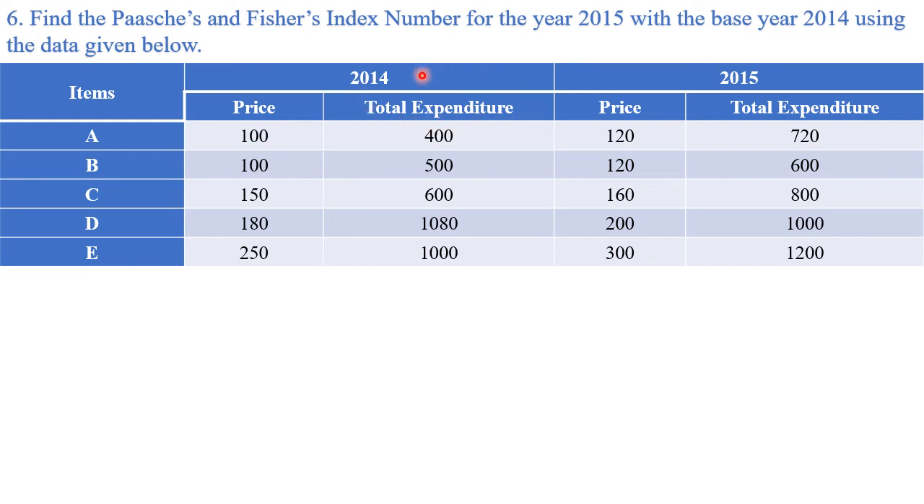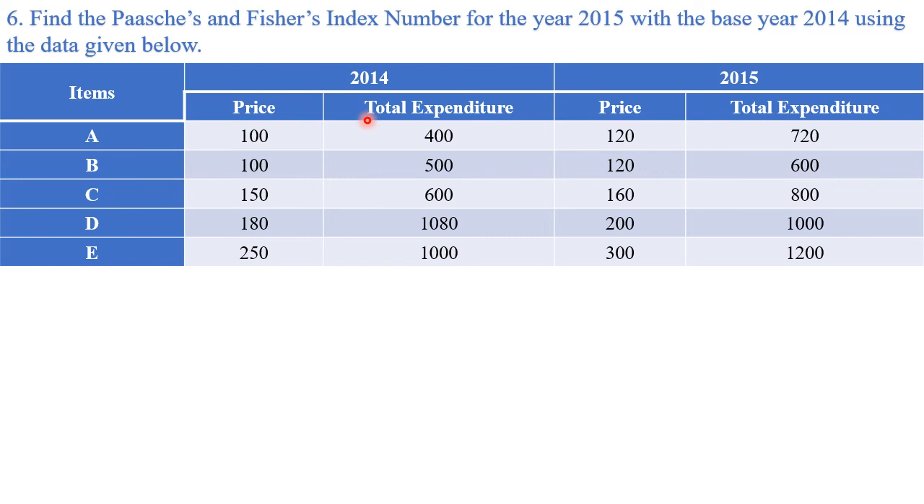In 2014 we have the price and the total expenditure. Similarly in 2015 we also have price and the total expenditure. Now price is something you are familiar with. This is going to be the base year price P0 and current year price P1. Where is quantity? The total expenditure which we have here is basically the multiplication of the price and quantity.